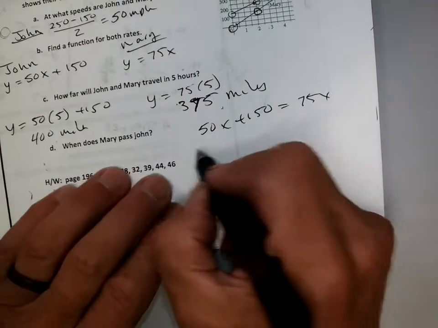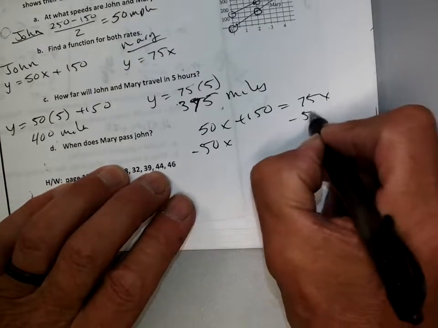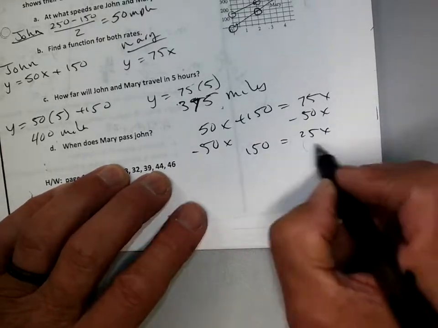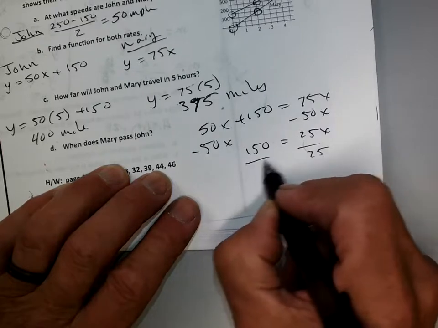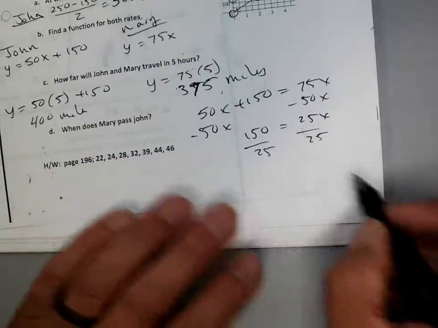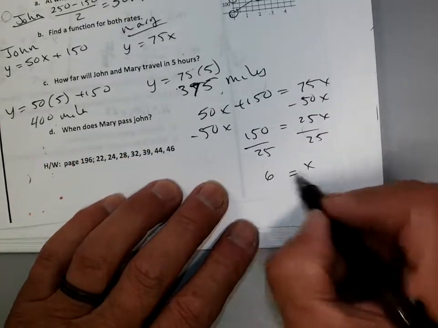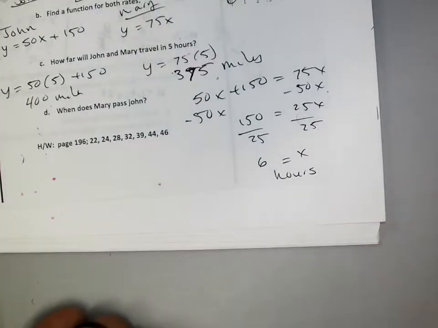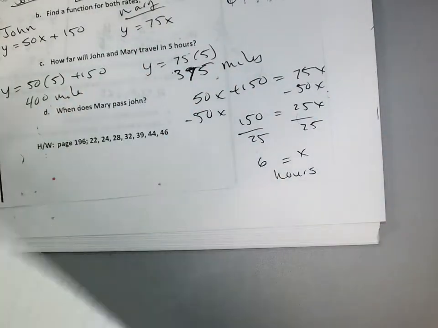Okay. Minus 50x, minus 50x. I got 150 equals 25x. Divide by 25. What is that? 6. 6 hours. Okay. How's that? All right. Stop the recording.